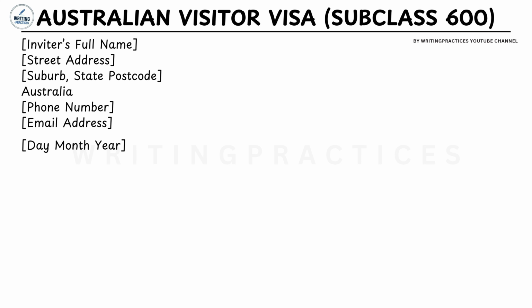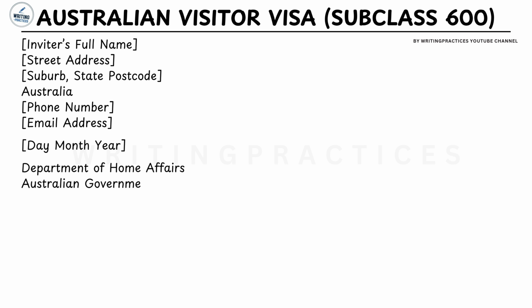Recipient information. This section identifies the authority reviewing the visa application. Example, Department of Home Affairs, Australian Government. Including this ensures the letter is formally directed to the correct immigration department. It also gives the document an official structure, which makes it easier for visa officers to process. Write the department name exactly as shown in official Australian immigration documents.